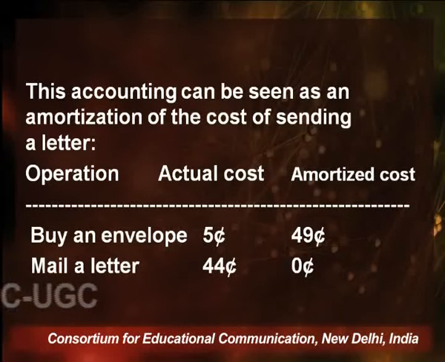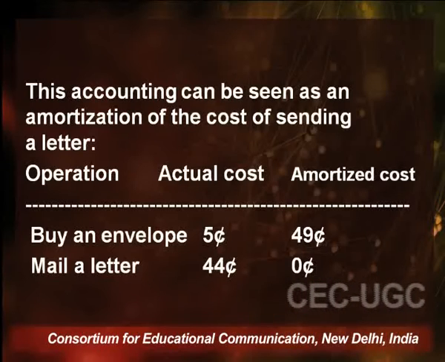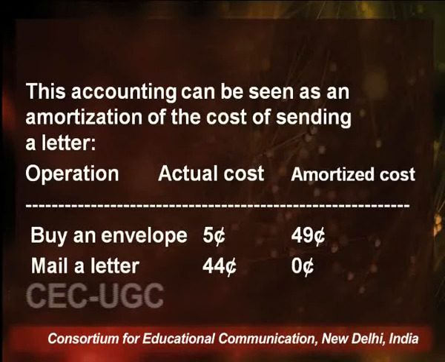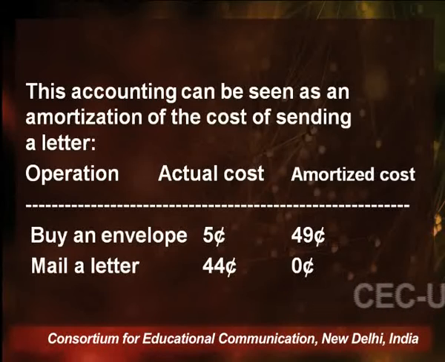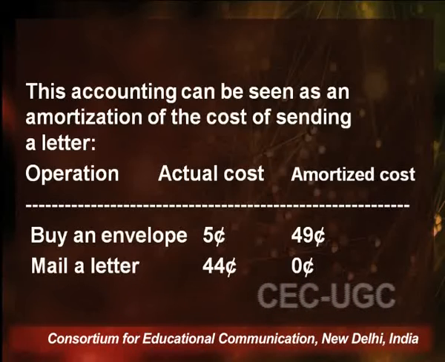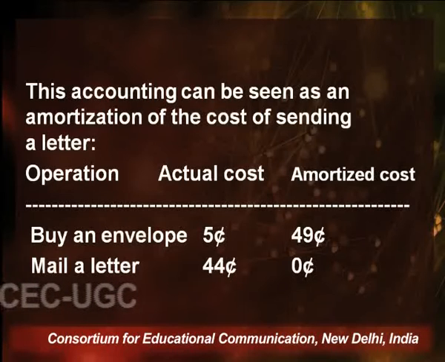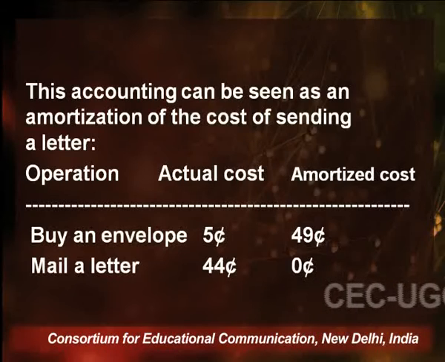Now for example, the actual cost of buying an envelope is 5 units, but the cost which is being charged, that is the amortized cost, has become 49 units. So in this 49 units, the actual cost of mailing a letter is 44 units, and the amortized cost there is 0. That means this 5 plus 44 is charged at the time of buying the envelope, and nothing will be charged at the time of sending the letter.